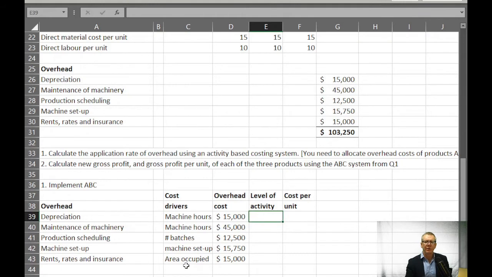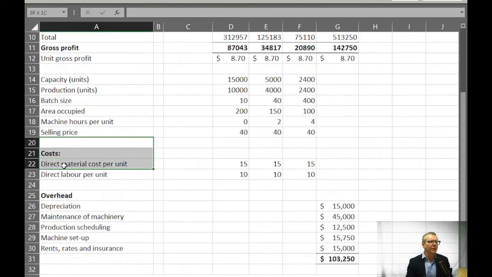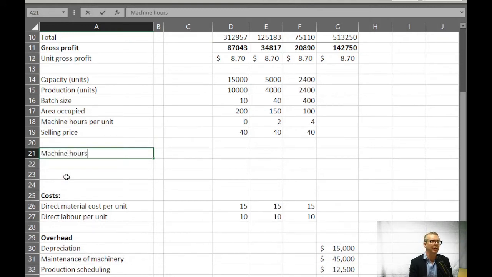Now I need to think about what's going to be the level of activity that we've got. So the level of activity, I need machine hours, I need batches, and I need machine setup. So what I'll probably do, I'm going to put in a few rows here just so we can make clear exactly how we're working this out. So let's work out machine hours overall.